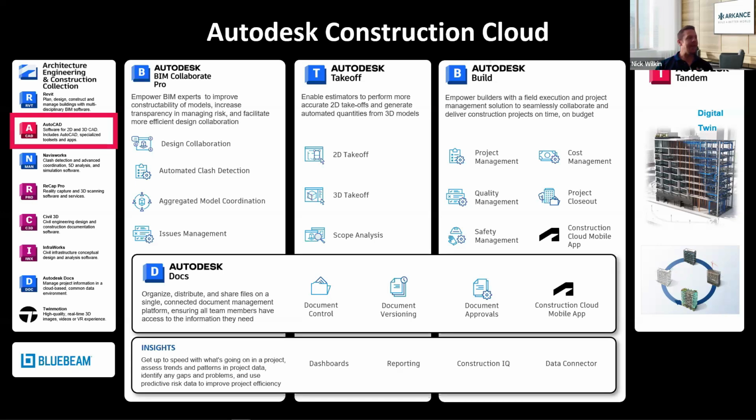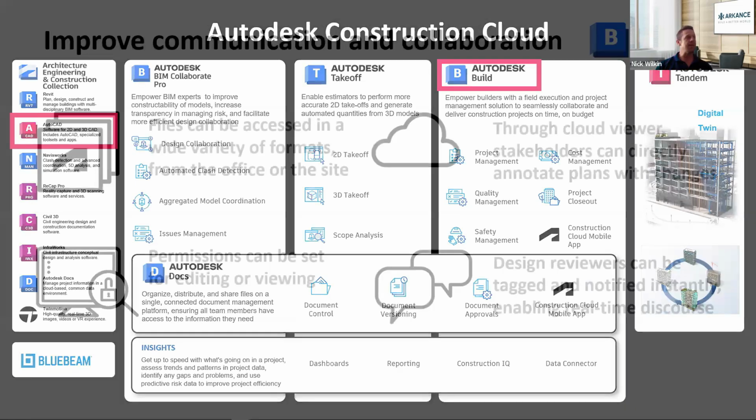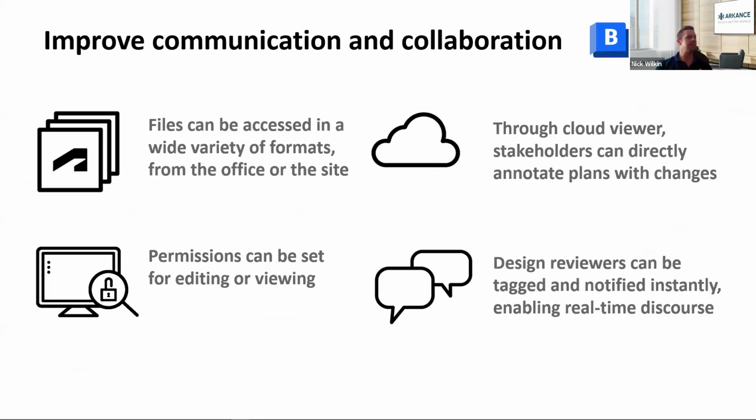All right, so we're going to be looking at AutoCAD, and Autodesk Build is the obvious solution that people want you to go with. But I would say Docs is also very much there. I'll cover roughly what each one of these does. Autodesk Build improves communication and collaboration. Files can be accessed in a wide variety of formats from the office or the site. Permissions can be set for editing or viewing.